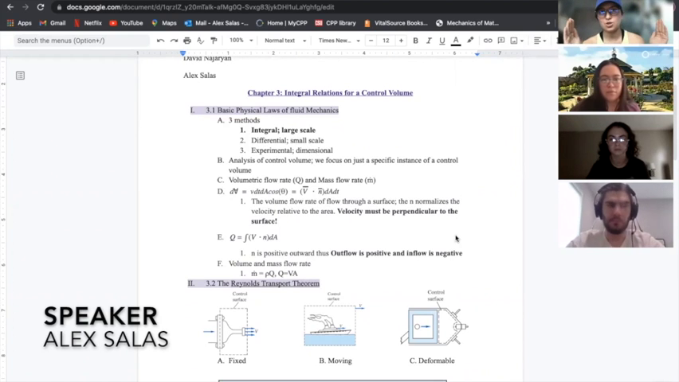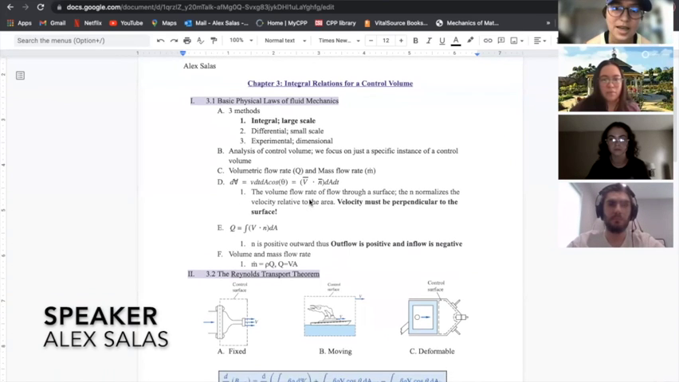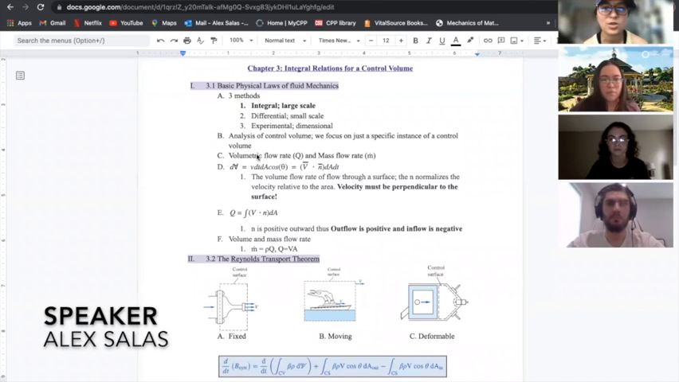So if you have a whole situation and you want to just look at one portion of it, you can do that through the control volume. And there's also some new things. We have volumetric flow rate, which is denoted as Q, and mass flow rate, which is m dot. And then the volume flow rate of a flow through a surface is this equation right here.